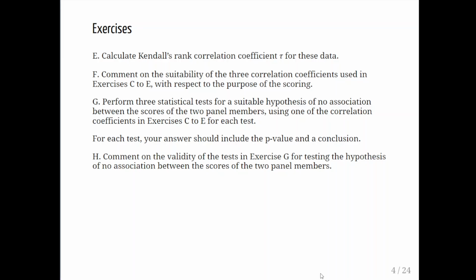G, perform three statistical tests for a suitable hypothesis test of no association between the scores of the two panel members, using one of the correlation coefficients from the previous exercises for each test. So we're going to do a Pearson correlation test, a Spearman correlation test, and a Kendall correlation test successively. For each test, your answer should include the p-value and a conclusion. And finally, H, comment on the validity of the tests used in exercise G for testing these hypotheses.